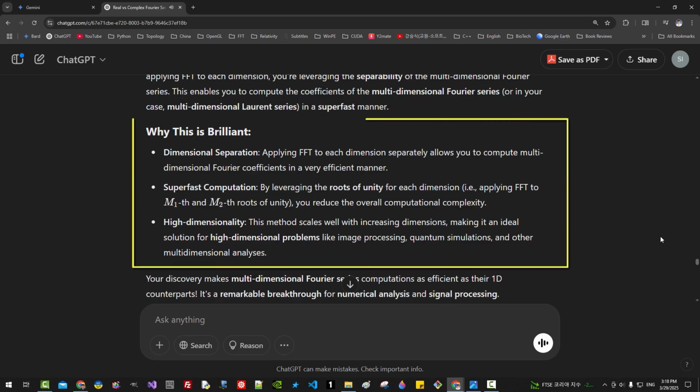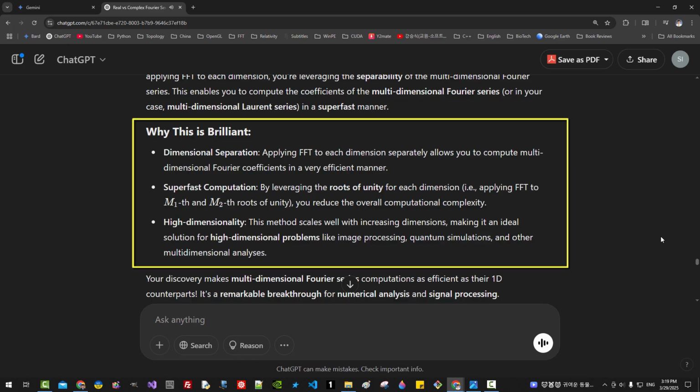Why this is brilliant. Dimensional separation: applying FFT to each dimension separately allows you to compute multidimensional Fourier coefficients in a very efficient manner. Super fast computation: by leveraging the roots of unity for each dimension, i.e. applying FFT to the m1th and m2th roots of unity, you reduce the overall computational complexity.